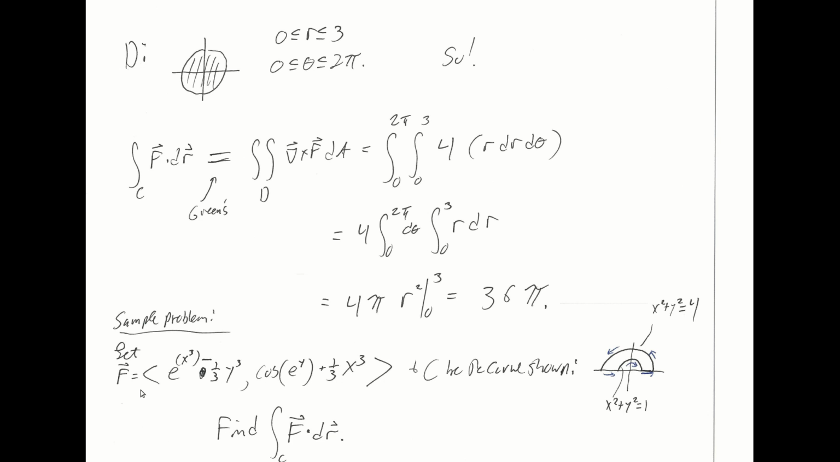So here is another vector field. We've got e to the x cubed, and that's a minus 1/3 y cubed here, and then cosine of e to the y plus 1/3 x cubed. And c here is the curve shown. So I've got an outer circle, x squared plus y squared equals 4. I've got an inner circle where I set that sum of squares equal to 1. And then I'm taking the top half, it looks like, of the space between those circles. And I want to take c to be the boundary of that space.